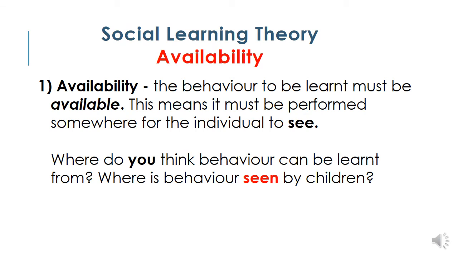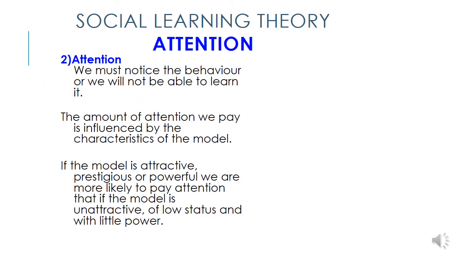The behaviour needs to be available to see, okay? So we've discussed this in class. Where do you think behaviour can be learned from? Well, we can see it at home, when we are in play centres, day centres, schools, etc. The child must be able to notice the behaviour or we will not be able to learn it. So the amount of attention we pay is influenced by the characteristics of the model. So if we see someone who we believe is powerful or prestigious, like a parent, like a teacher, like a friend we look up to, we will pay more attention to their behaviour and how they act.